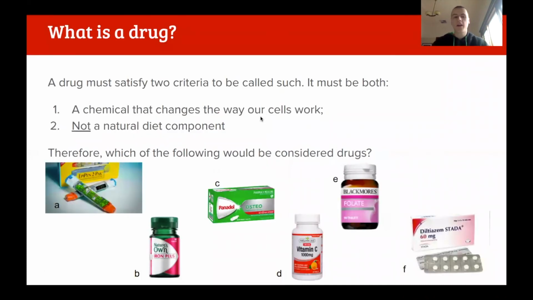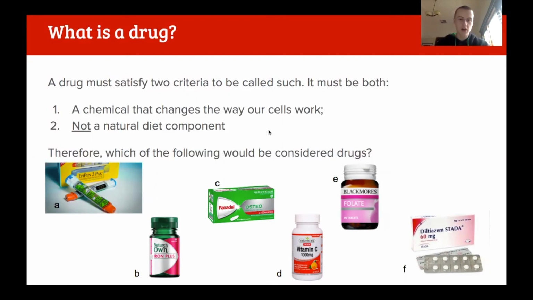So to start with, we need to talk about general definitions of a drug. This may seem pretty straightforward, but it is very important to have these basics down pat. There are 2 basic features to every drug. The first is that, as you've probably worked out, it's a chemical that changes the way our bodies work, and specifically it does that on a cellular level. So it changes the way our cells work.